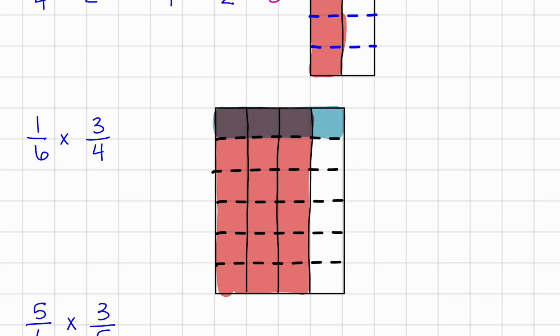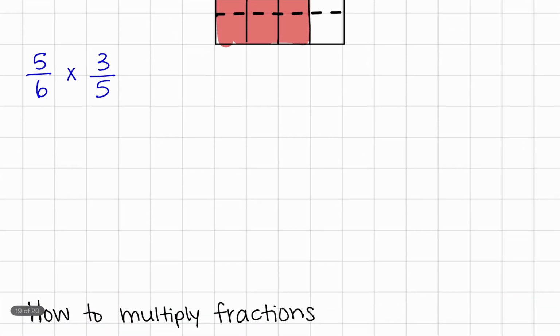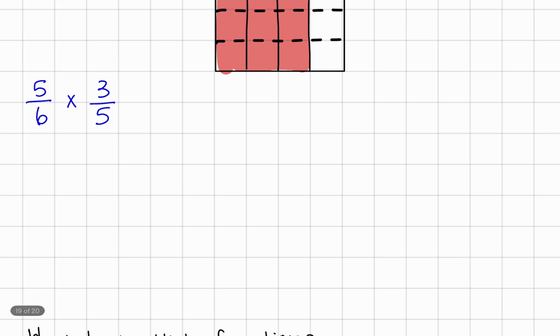I broke my model into 24 pieces, 24 parts, and 3 of those parts are both red and blue. I can simplify this down to 1/8. 3 divided by 3 is 1, 24 divided by 3 is 8. Remember, we want to keep them in simplest form, but we are today practicing multiplying, right? All right, 5/6 times 3/5.